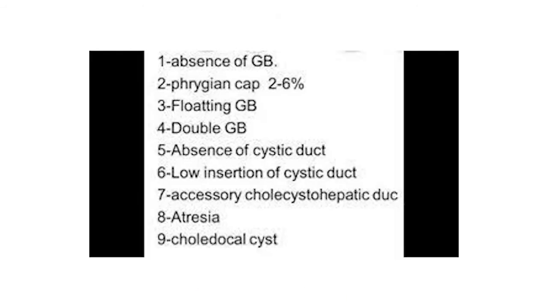You can see on the screen normal, hypostatic, agenesis, Phrygian cap, diverticulum, like these anomalies of the gallbladder. Now here is another slide also of gallbladder anomalies, that is the absence of gallbladder, Phrygian cap 2 to 6%, floating gallbladder, double gallbladder, absence of cystic duct, low insertion of cystic duct, accessory cholecystohepatic duct, atresia, choledochal cyst.